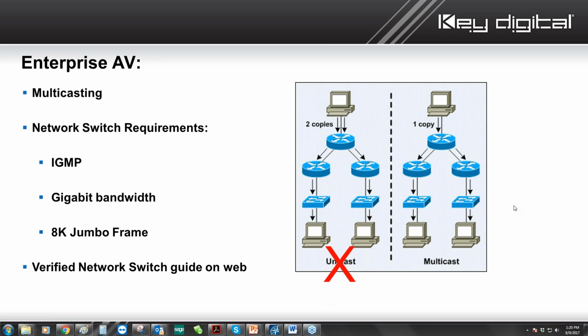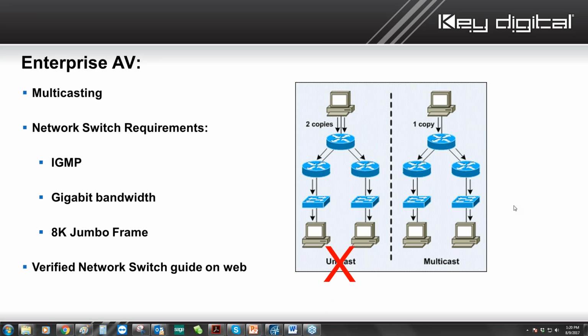Now, on top of that, for the new IP922 products, you do need a gigabit network switch, where that was not a requirement for our first generation products, which we'll remind you of towards the end of this presentation. And the other requirement is 8K jumbo frame.